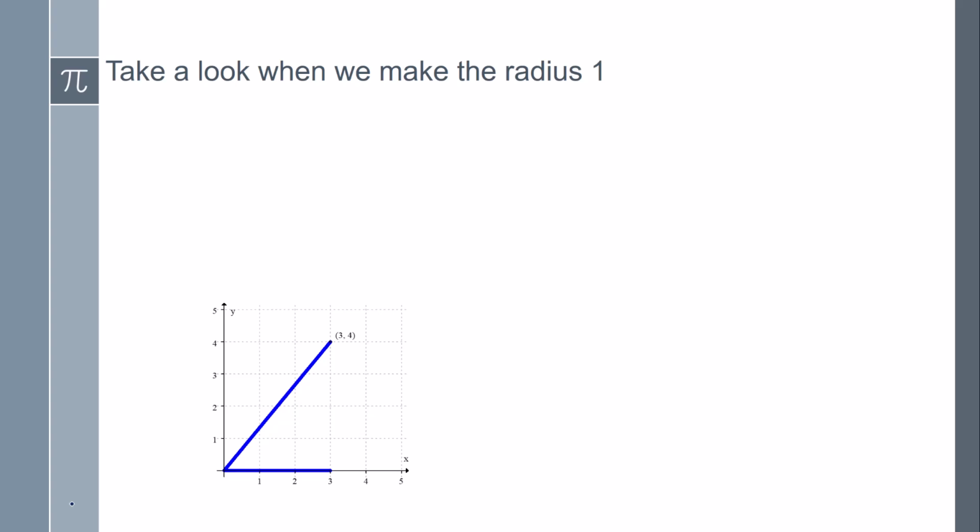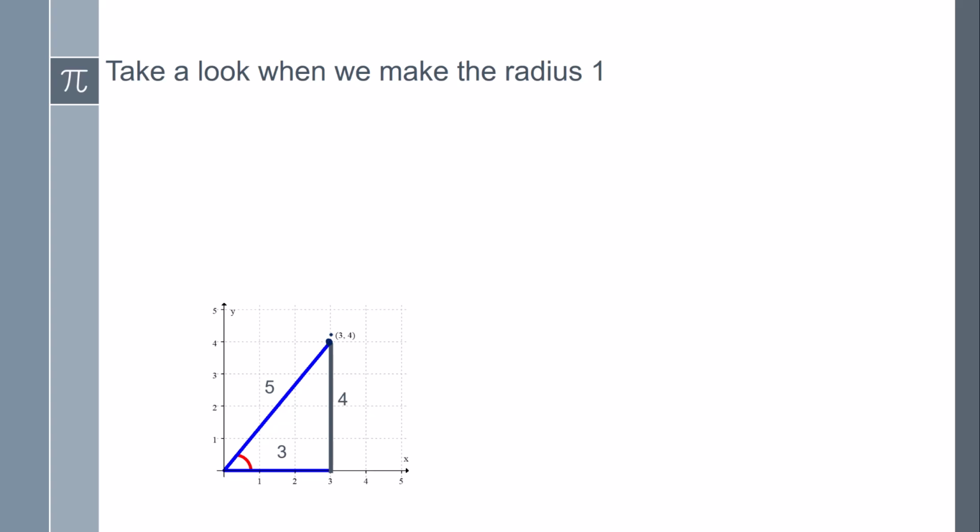If we talked about rotating on our coordinate plane, we can create our reference triangle. So if I had the point (3, 4) and we have our rotation, therefore the x length is 3, the y length is 4, and my radius is 5. Why would we make the radius 1? Well, let's see what happens when we make the radius 1.